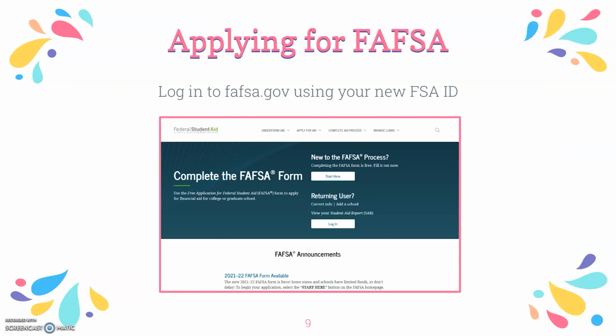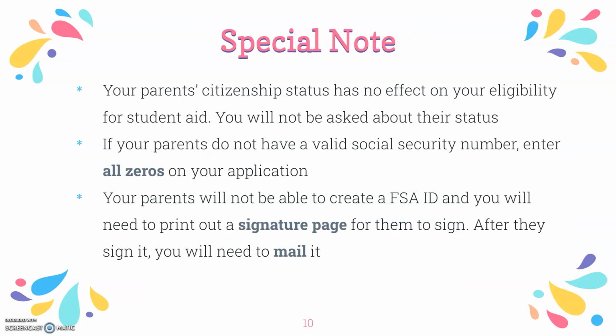In order to apply for the FAFSA, you will need to log in to fafsa.gov. Your parent's citizenship status does not affect your eligibility for student aid, nor will you be asked about their status. If your parent does not have a valid Social Security number, you will need to enter all zeros in that field for your application. Without a valid Social Security number, your parent will not be able to sign the FAFSA electronically and will instead need to print out a signature page and mail it in to complete the application.